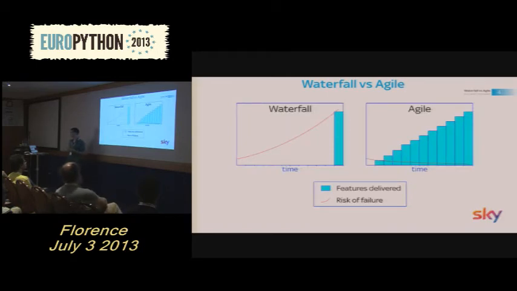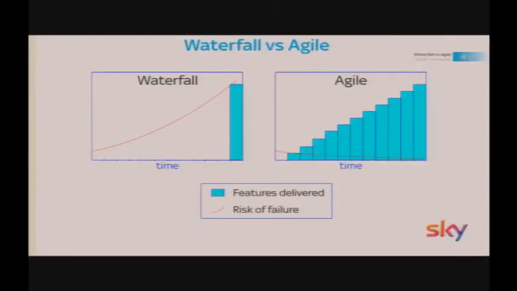Let's look at that a slightly different way. In these graphs, the blue blocks represent the features that we deliver to our clients, and the horizontal axis represents time. So here in a typical waterfall project, some of you may be familiar, a lot of time passes, and then all of a sudden we release our product, and it's only at that point that the client sees it. And that's why, with the red line, you see the risk of failure. The risk of failure is always increasing because the client hasn't seen any product right until the last moment.